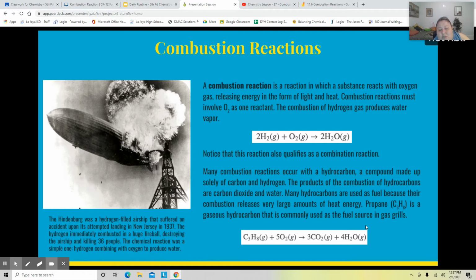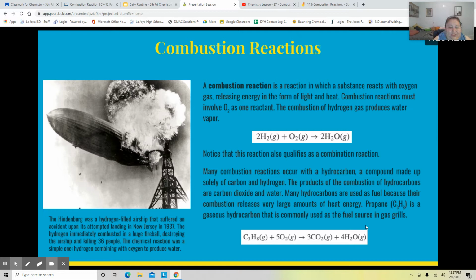At least that's what my students have told me in the past. They're like, oh, miss, I can find a combustion reaction like this. And I'm like, why? Well, because they all have the same three compounds: O2, carbon dioxide, and water. And I was like, oh, yeah, very true.